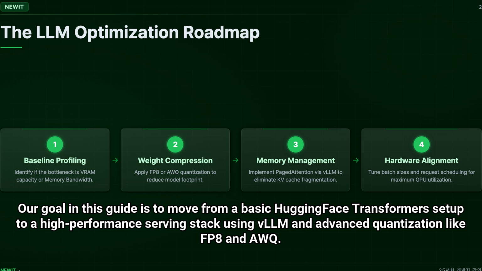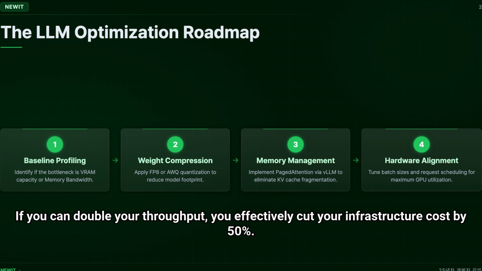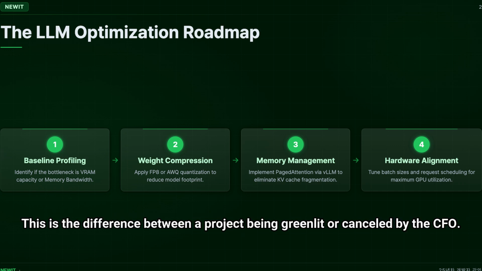Our goal in this guide is to move from a basic Hugging Face transformers setup to a high-performance serving stack using vLLM and advanced quantization like FP8 and INT4. We aren't just trying to make it faster, we are trying to pack more requests into the same hardware. If you can double your throughput, you effectively cut your infrastructure cost by 50%. This is the difference between a project being greenlit or canceled by the CFO.